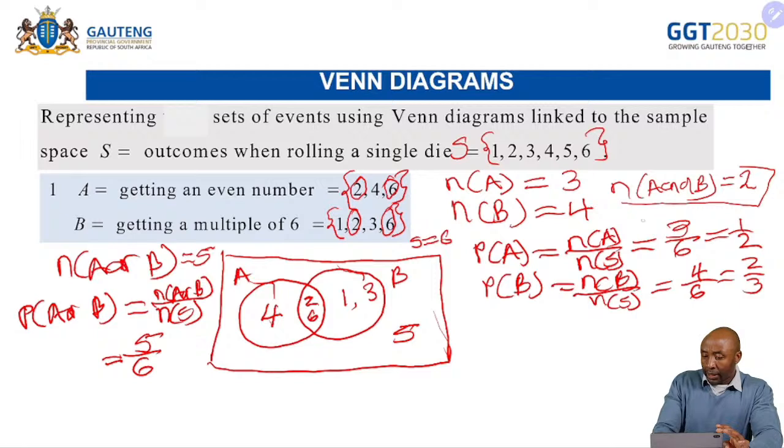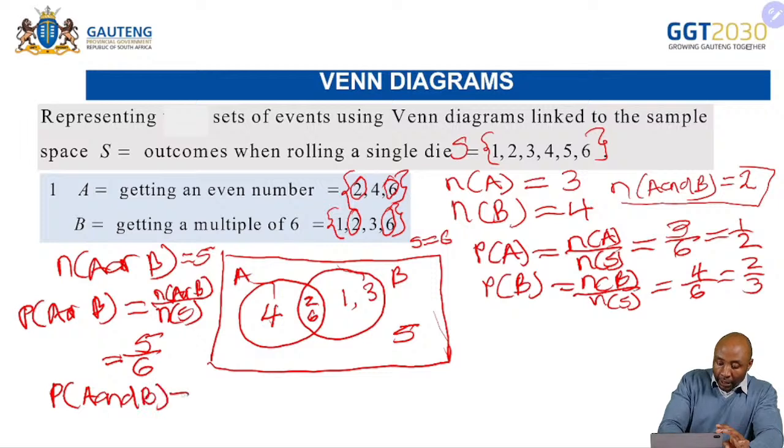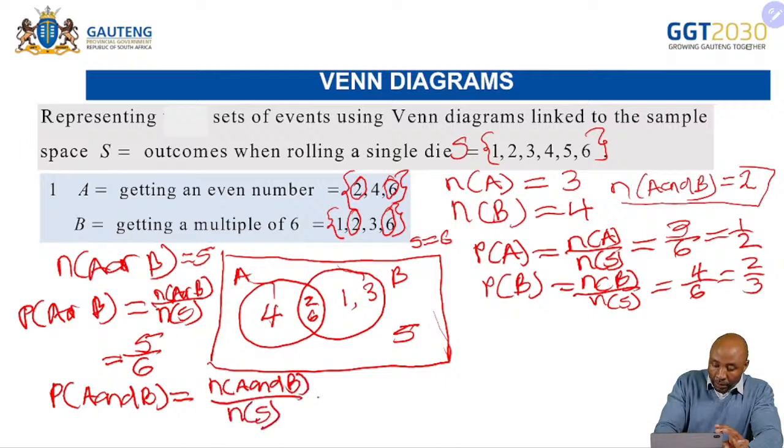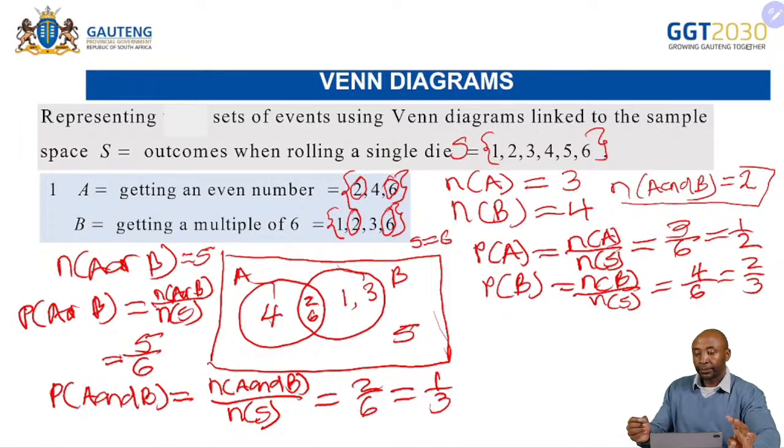Also, if you look at the probability of A and B, that will give us the probability as the number in A and B over the number in our sample space, which will give us 2 over 6, which simplifies to 1 over 3.